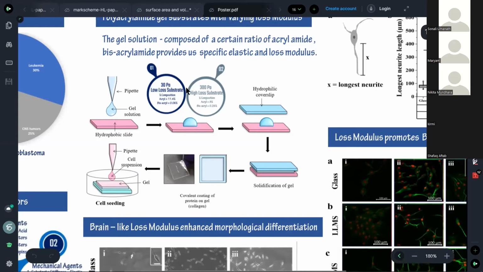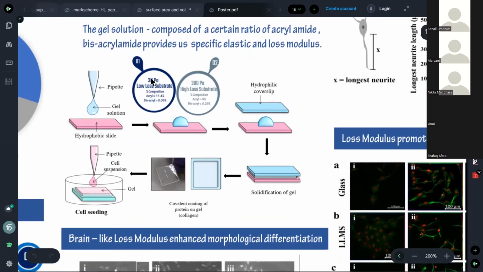So if you see here, I have written the composition, that if I need a 30 Pascal low loss substrate or a 300 Pascal high loss substrate, a particular kind of substrate to mimic the viscosity, I will need a certain composition. Now, when we put the gel solution on that, you put a hydrophilic cover slip over that. Hydrophilic means the water is going to adhere to that, right? Once you put that and allow it to solidify, depending upon your APS concentration and the surrounding temperature, it will take around 20 minutes to solidify.